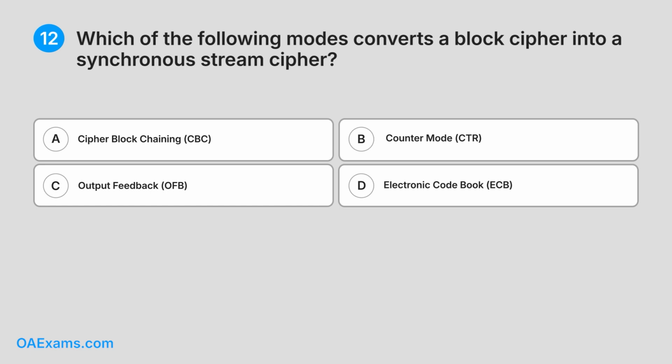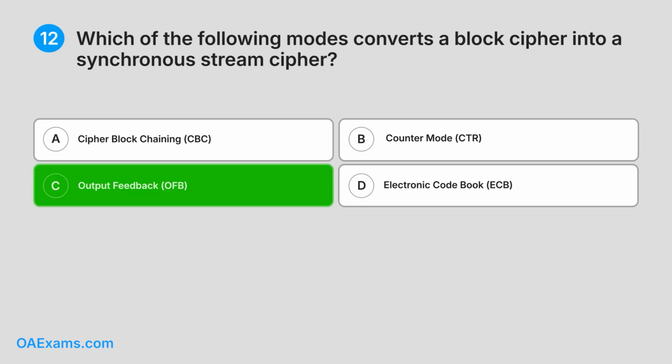12. Which of the following modes converts a block cipher into a synchronous stream cipher? A. Cipher block chaining, CBC. B. Counter mode, CTR. C. Output feedback, OFB. D. Electronic codebook, ECB. Can you guess the answer? Correct answer: C. Output feedback, OFB.